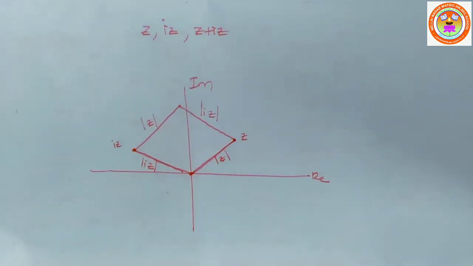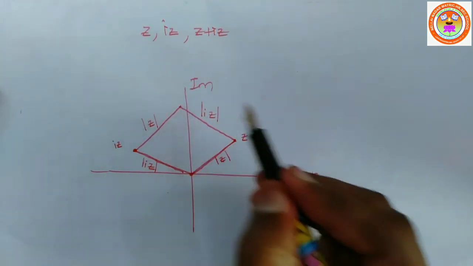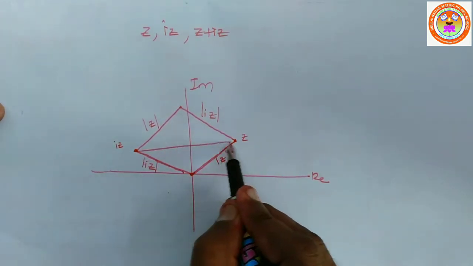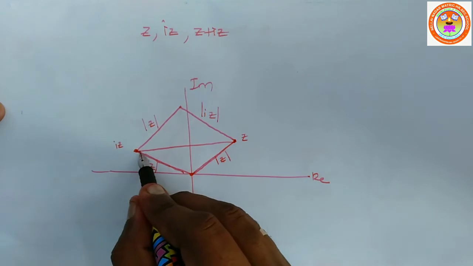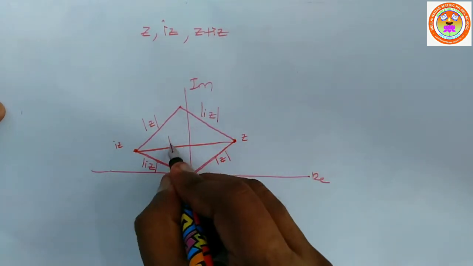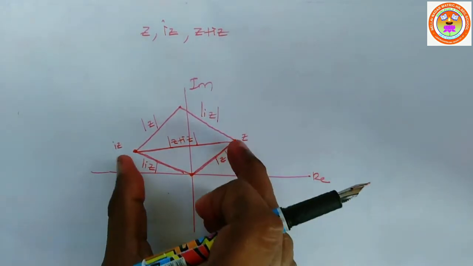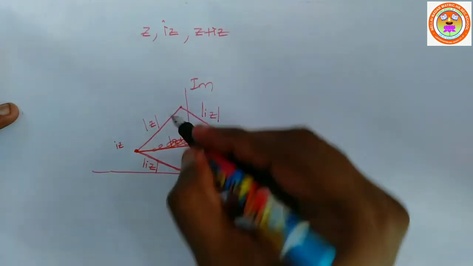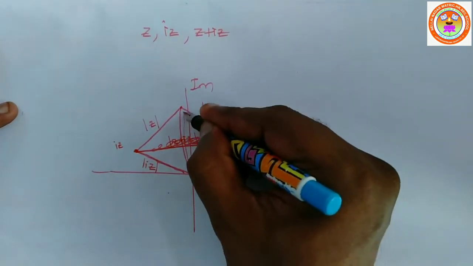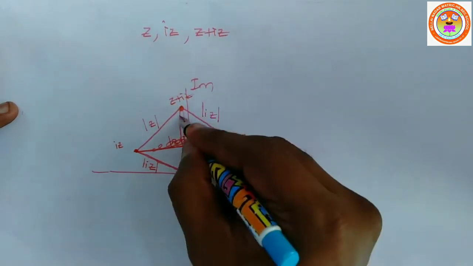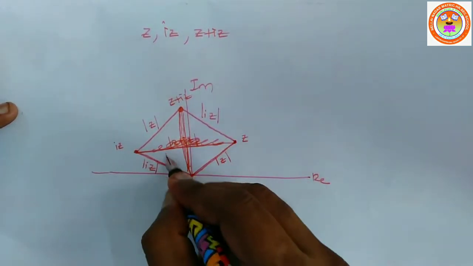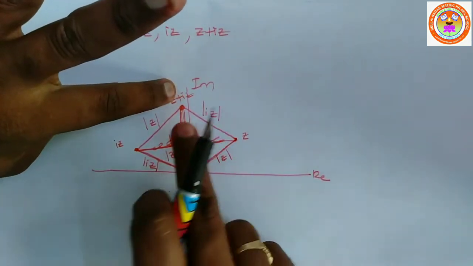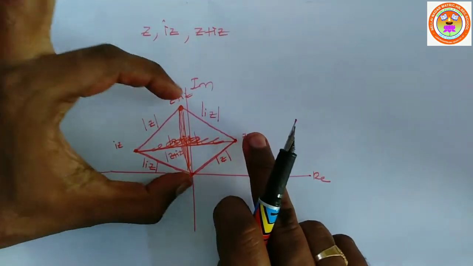I have drawn. Now I need to form a triangle. This is a resultant. So from here to here I will draw, because this is the z point and this is the iz point. The distance between z and iz is nothing but modulus of z plus iz. Sorry, students, not this one. This one. This point is nothing but z plus iz. So this distance is nothing but z plus iz.